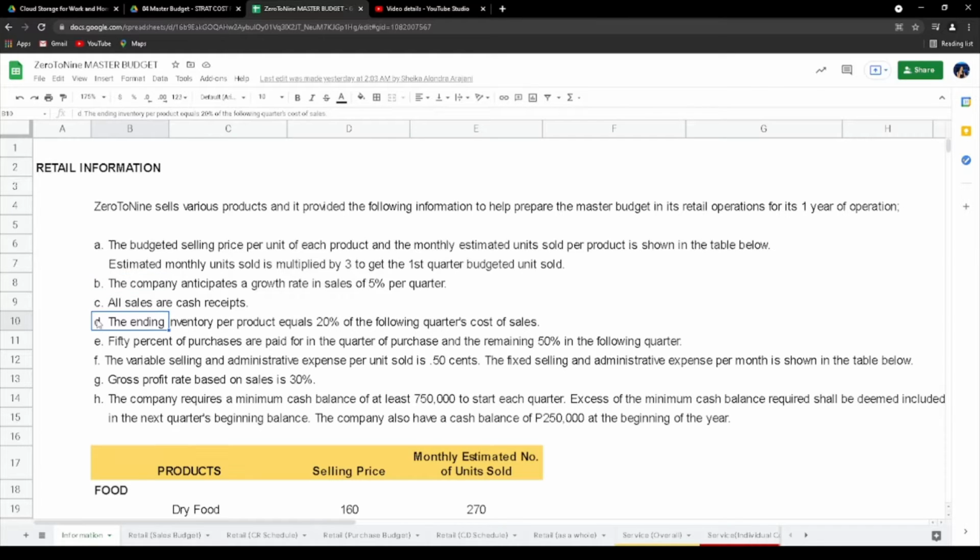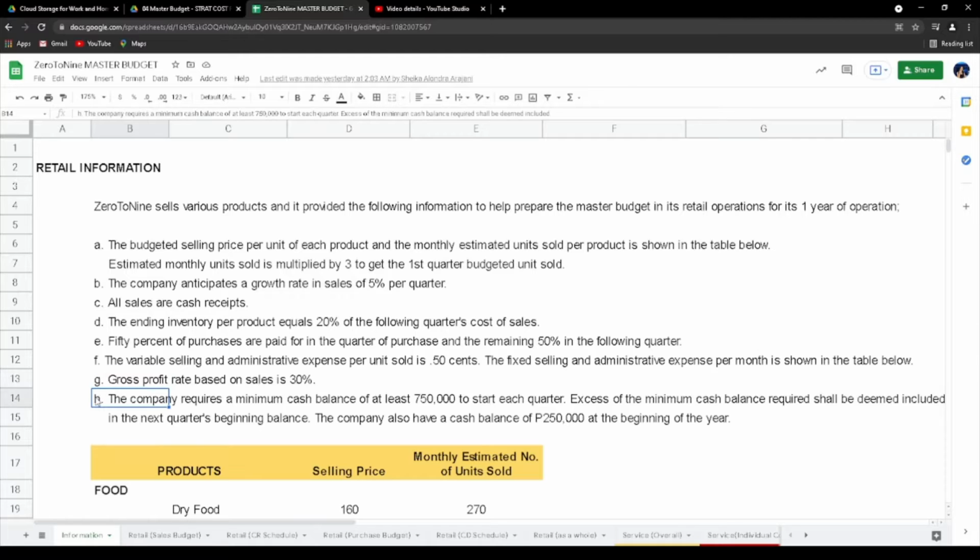Letter D. The ending inventory per product equals 20% of the following quarter's cost of sales. Letter E. 50% of purchases are paid for in the quarter of purchase and the remaining 50% in the following quarter. Letter F. The variable selling and administrative expense per unit sold is 0.50 cents. The fixed selling and administrative expense per month is shown in the table below. Letter G. Gross profit rate based on sales is 30%.